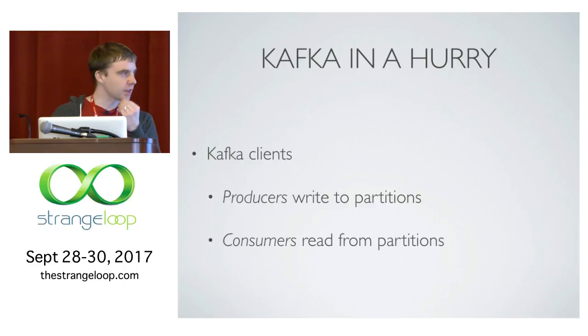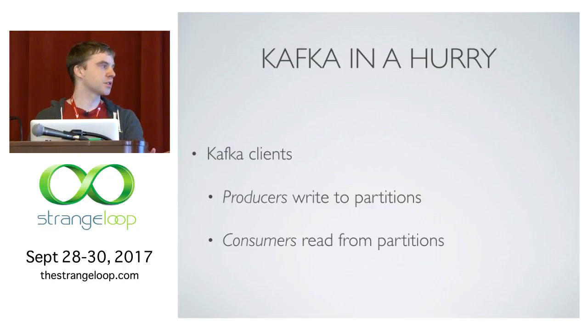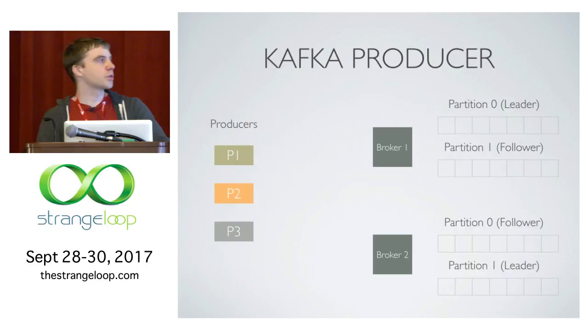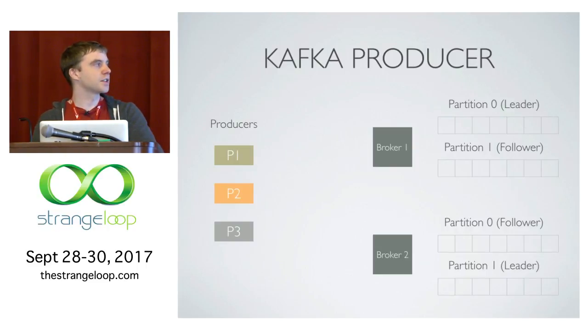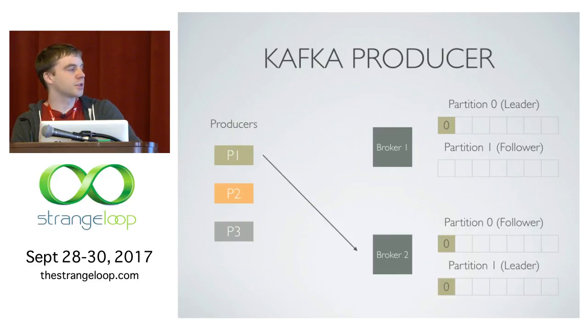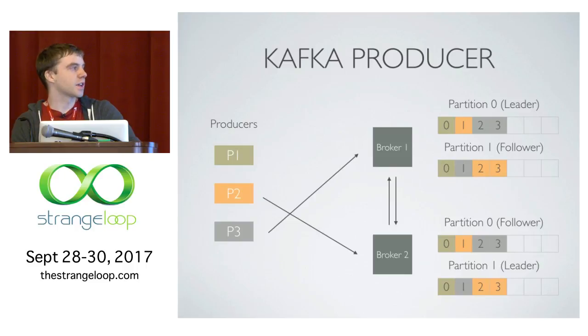So Kafka clients, there are 2 kinds. Producers write to partitions, and consumers read from partitions or topics, if you want to look at it that way. Let's understand very quickly how the producer works. Producers, as I said, are always writing to the leader. The leader is replicating to the follower. And the producer is typically writing to multiple partitions. This replication is happening all the time. You have many producers writing to the logs all at the same time.